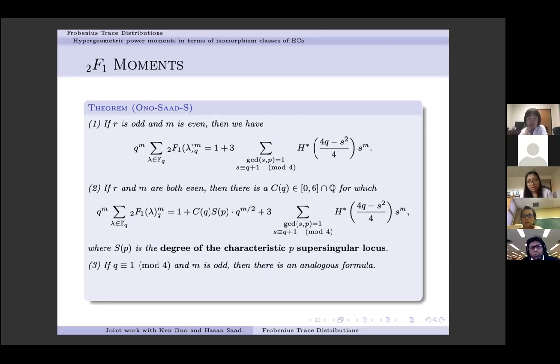Now we'll consider the odd moments. If q is congruent to 1 mod 4, the odd moments for this 2F1 function have an analogous formula involving these kinds of class numbers. And if q is congruent to 3 mod 4, in this case we are lucky: the odd moments end up being equal to 1. Here there is no class number.